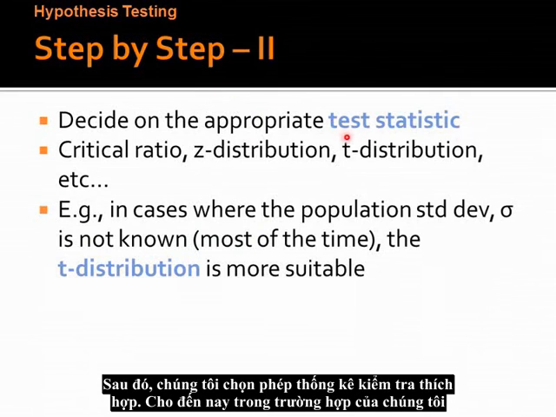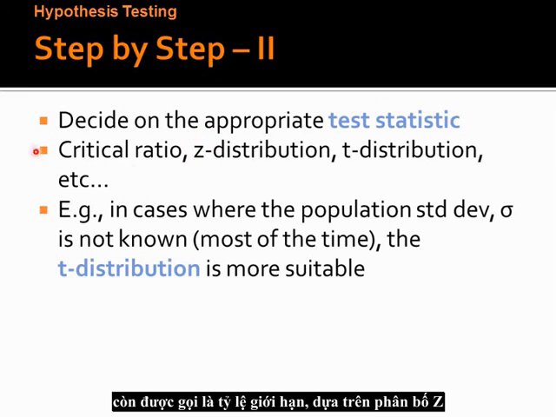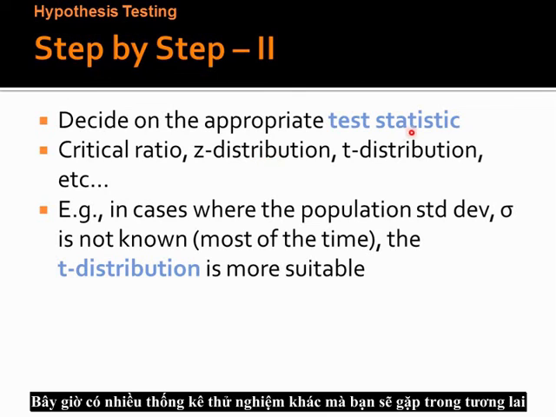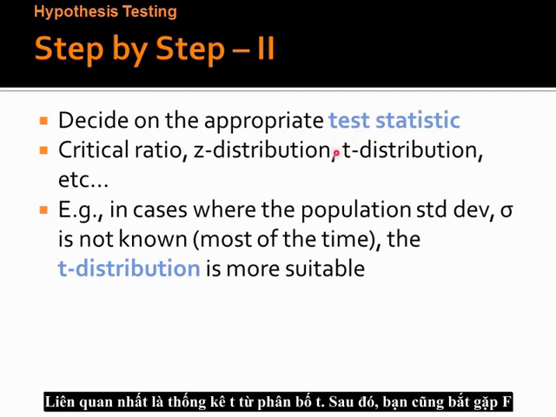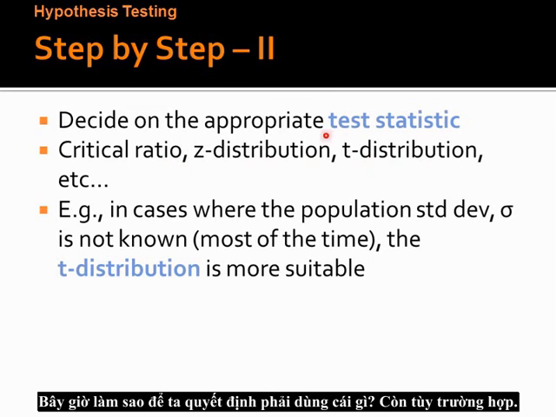Then we decide on the appropriate test statistic. Now so far in our case, we've only been using one type of test statistic, and that's the Z test statistic, also known as the critical ratio, which is based on the Z distribution. Now there are many other test statistics that we'll come across in the future. The most related one being the t statistic from the t distribution. Later you also come across the F or the chi-square one, and so on and so forth. Now, how do we decide what to use? Well, it depends on the situation.